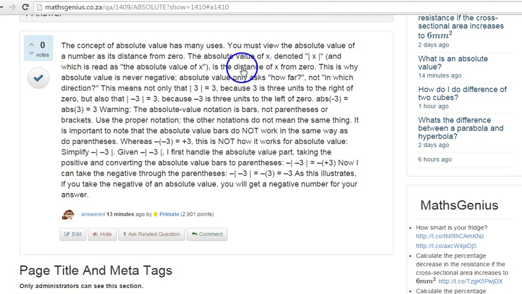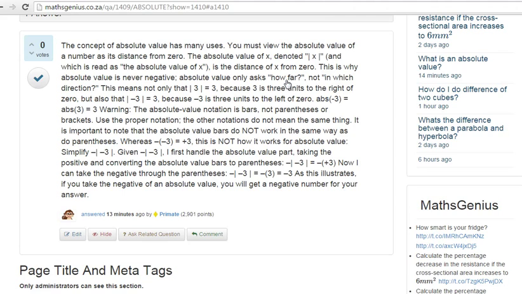So it is the distance of x from 0. This is why the absolute value is never negative. Absolute value only asks how far. So we're saying how many steps from 0 in either direction. You're just counting the steps, because remember the positive and the negative show you the direction, right?